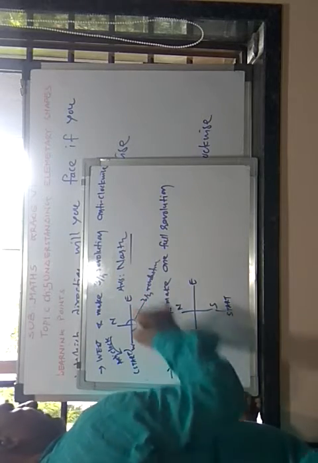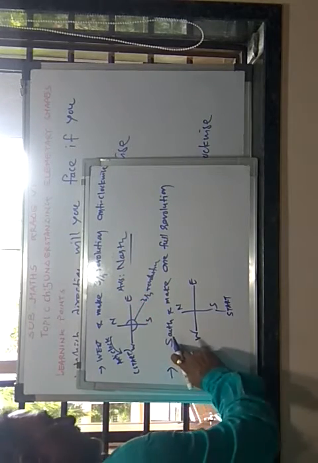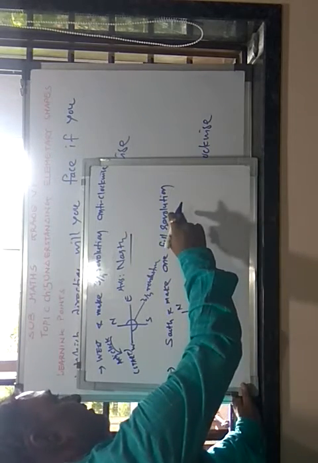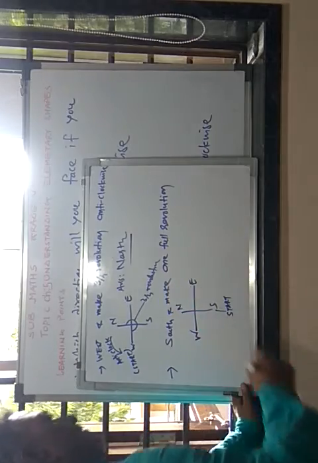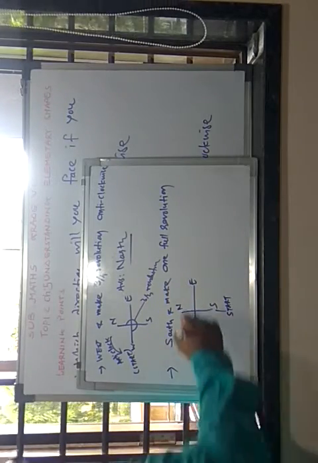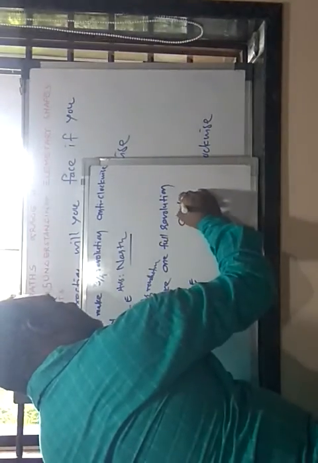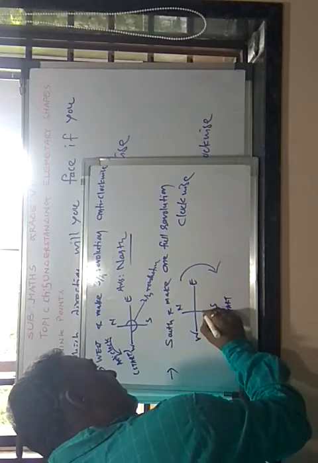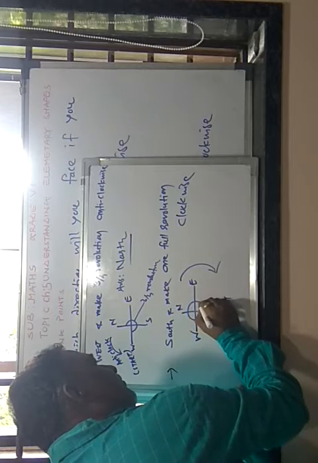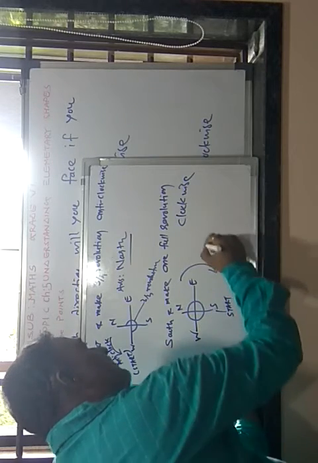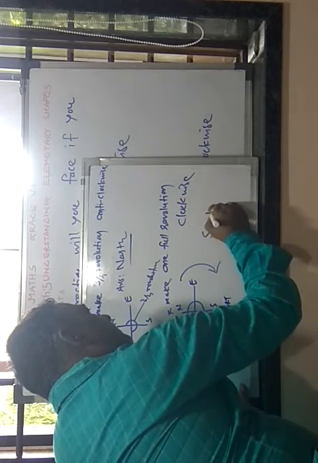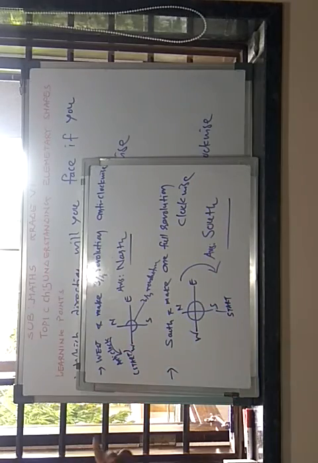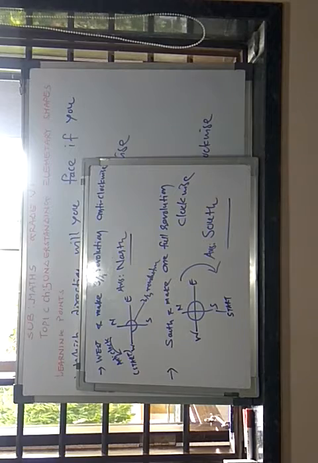Very simple. Now start from south, it is here, and make one full revolution. Clockwise, anti-clockwise. Clockwise. This means here to here. Where do we come? South. So clear this direction point of view.